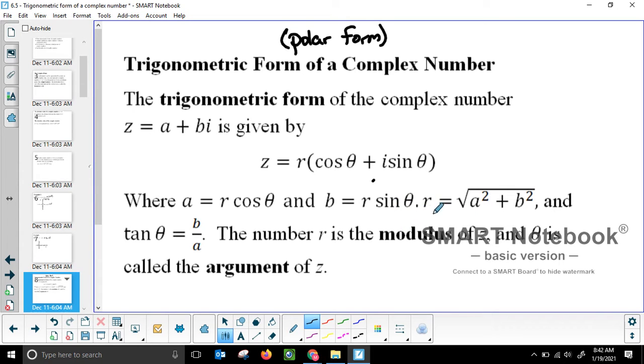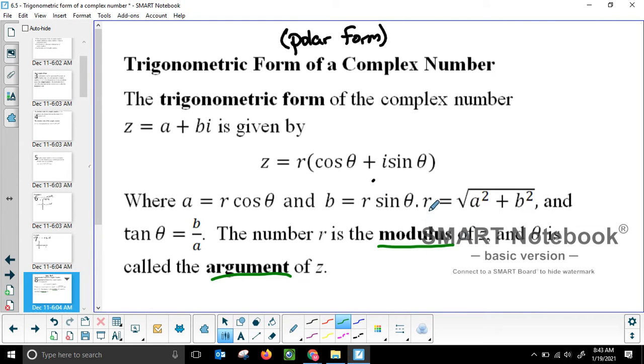All right, so r is actually the same as the absolute value of a plus bi, which is the square root of a squared plus b squared, and we find our angle theta by using the fact that tangent of theta is equal to b over a. The number r is called the modulus of z, and theta is called the argument of z. Those terms, you'll see those on your Delta Math assignments, so make sure that we understand what those are.